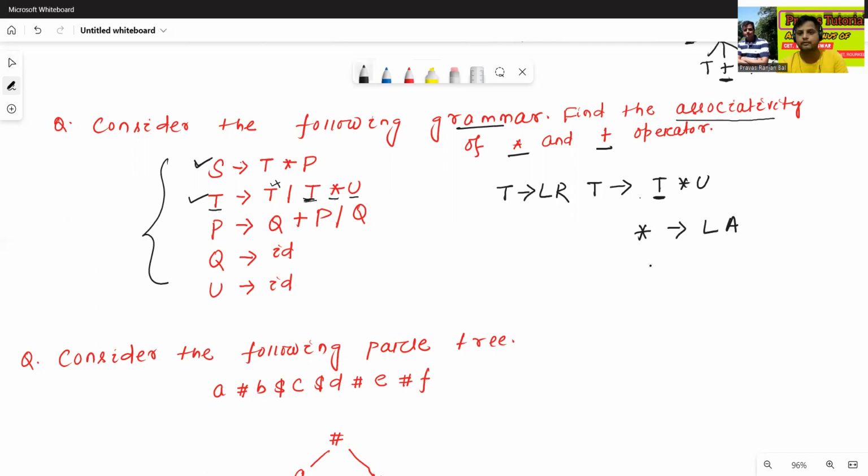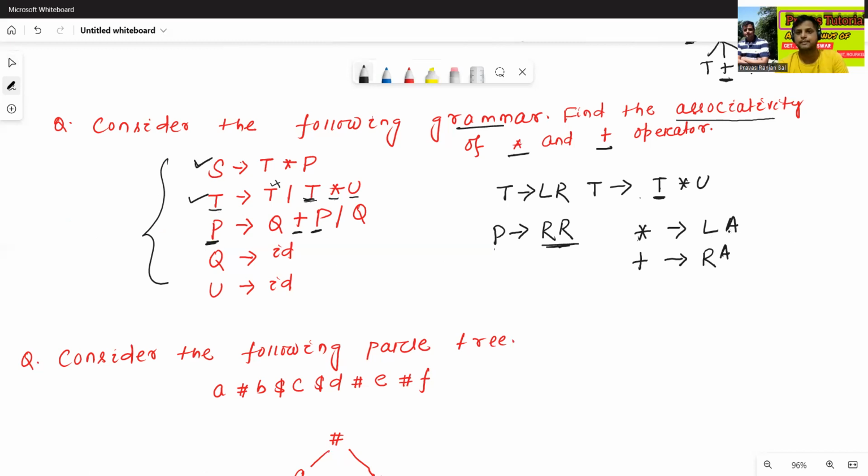Now we'll find the associativity of the plus operator. Just see this prediction. Here P and P. Here P is right recursive. Since P is right recursive, the plus operator is right associative.